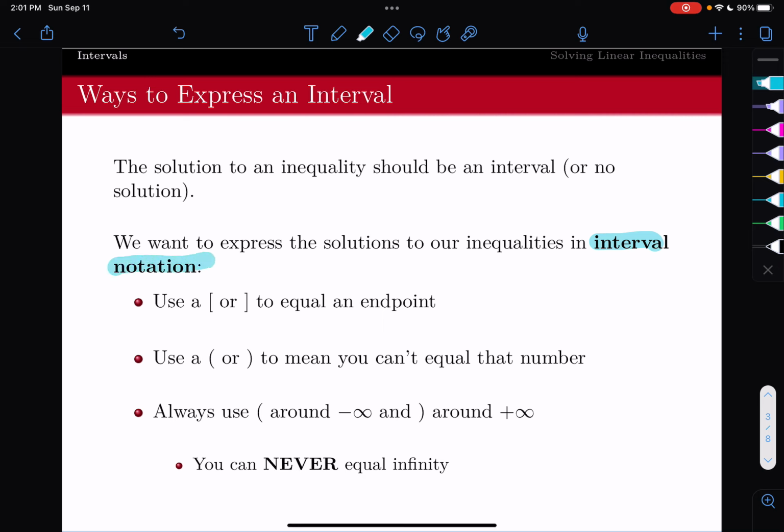So there's a couple key features. If you want to be able to equal an endpoint, you're going to use one of these square brackets. If you want to say you can get very close to that value, but you can't actually equal it, you're going to use a parenthesis. Now, most of the time, the interval is going to continue on forever in one direction. So it can go all the way to the left to negative infinity, or all the way to the right to positive infinity. Problem is you can never actually equal these numbers. So you're always going to use these parentheses around negative infinity and positive infinity.